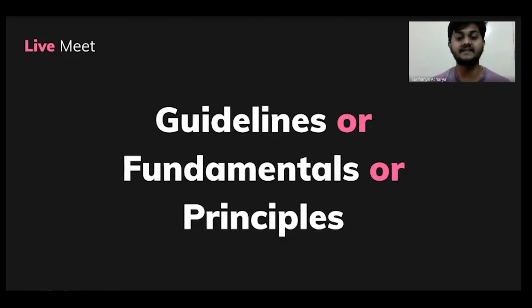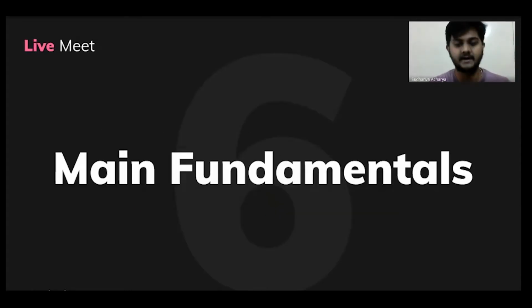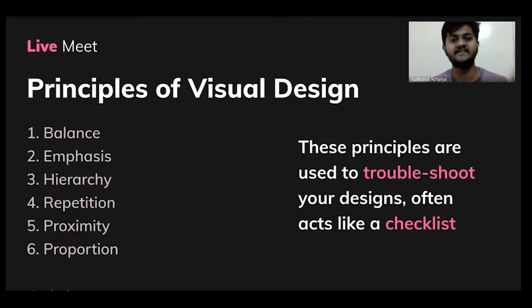So that is today's session, on fundamentals of visual design. There are many fundamentals in visual design, but mainly 6 principles that you have to remember and think about. These 6 main principles involved in making a good visual design are balance, emphasis, hierarchy, repetition, proximity, and proportion.